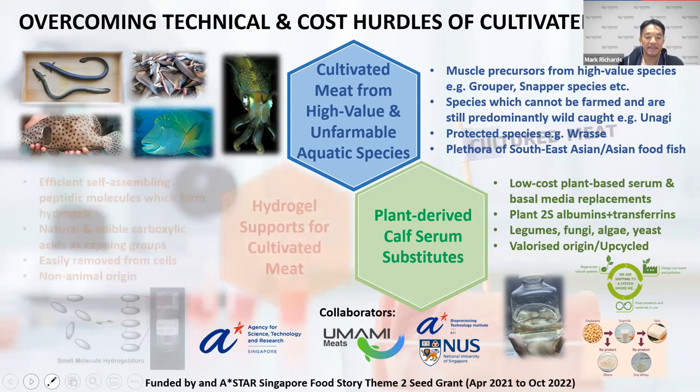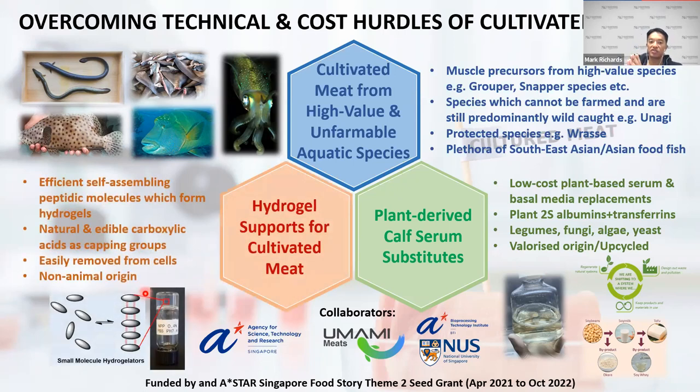The third area is essentially that of hydrogel supports for cultivated meat and scaffolds. It's a smaller focus that we have. The motivations are to show proof that we can produce a self-assembling scaffold. We initially started this work not wanting to look at polymeric scaffolds. We wanted a scaffold which could be easily removed from the cells which are growing.